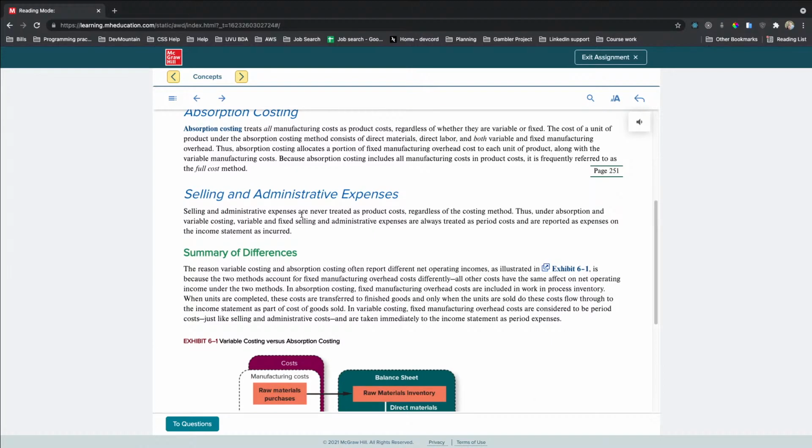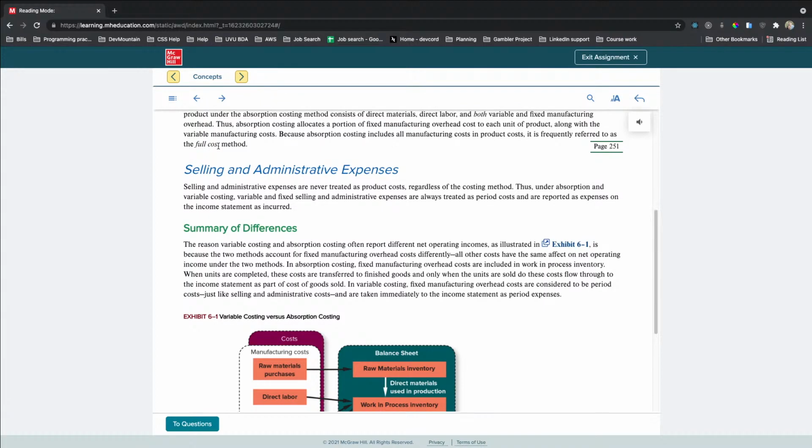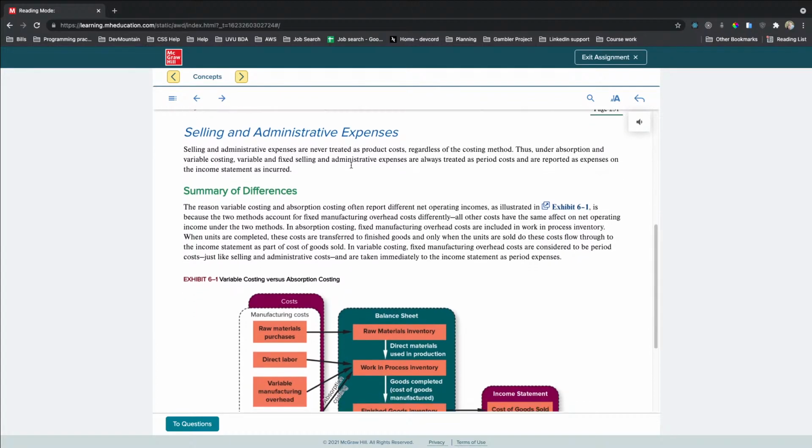Absorption costing. Absorption costing treats all manufacturing costs as product costs, all of them, regardless of whether they are variable or fixed. The cost of a unit of product under absorption costing method consists of direct materials, direct labor, and both variable and fixed manufacturing overhead. Thus, absorption costing allocates a portion of fixed manufacturing overhead cost to each unit of product, along with the variable manufacturing costs. Because absorption costing includes all manufacturing costs in a product, it is frequently referred to as the full cost method.